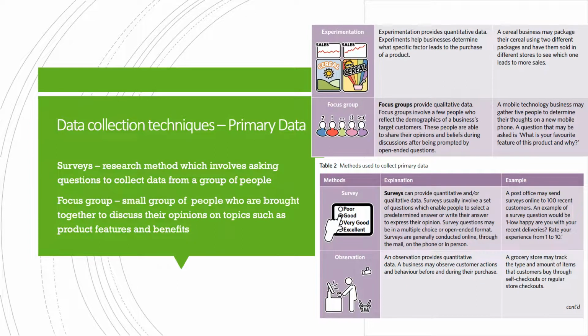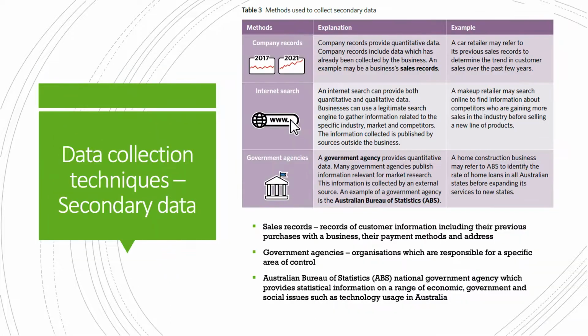These experiments help business determine what specific factor leads to purchase of a product. And then you've got observation as well. So that is literally just watching how the customers use the product, interact with it, what their behavior looks like before and during their purchase. All right. And then you've got your secondary.